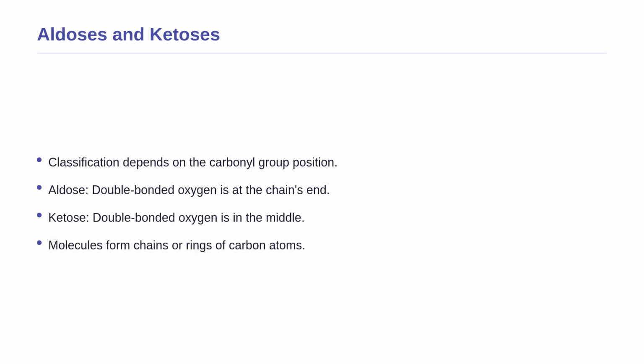This specific arrangement of atoms leads us to an important chemical classification. Depending on exactly where that double-bonded oxygen, known as the carbonyl group, is located, the sugar gets a completely different name. If the double-bonded oxygen is positioned at the very end of the carbon chain, we call the sugar an aldose. However, if it is located somewhere in the middle of the carbon chain, we call it a ketose. Ultimately, these molecules form long chains, or even fold into rings, creating a massive variety of structures.